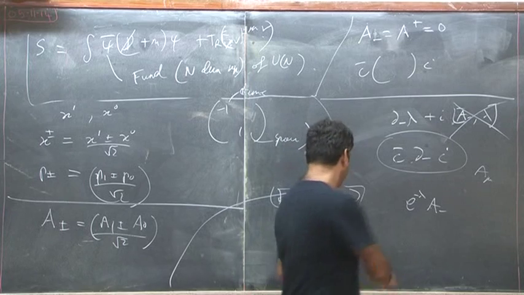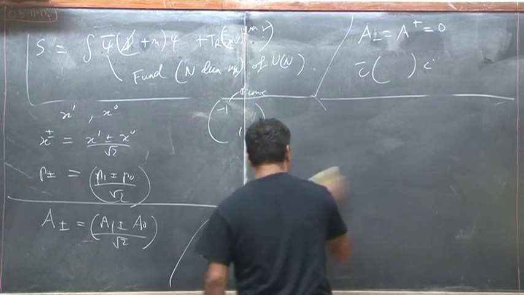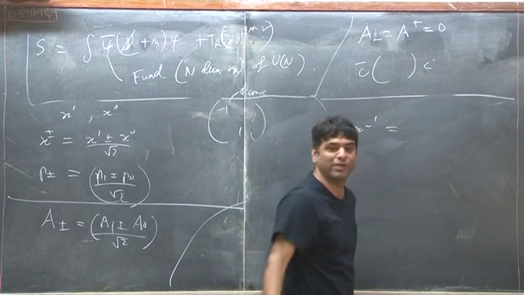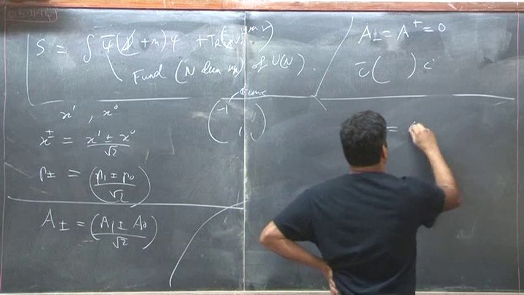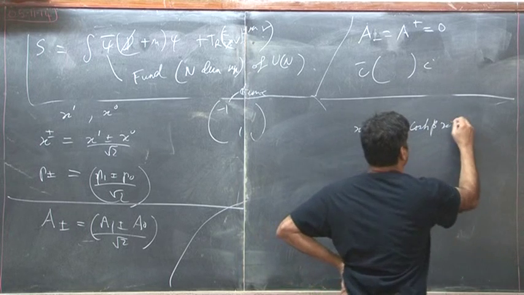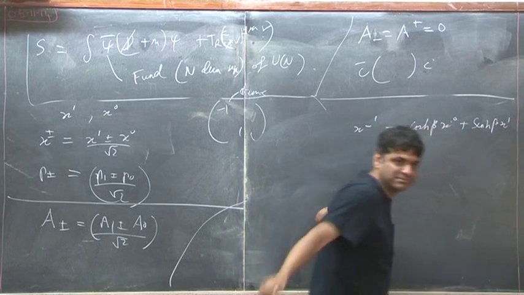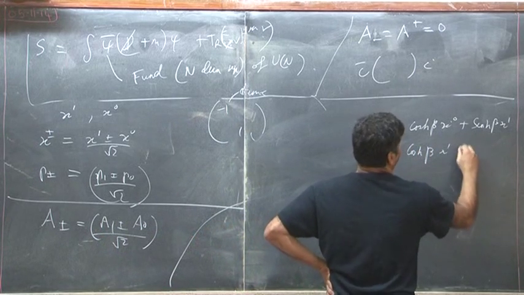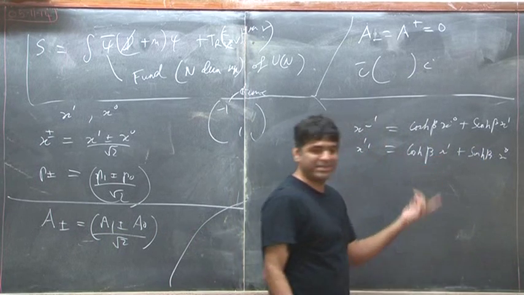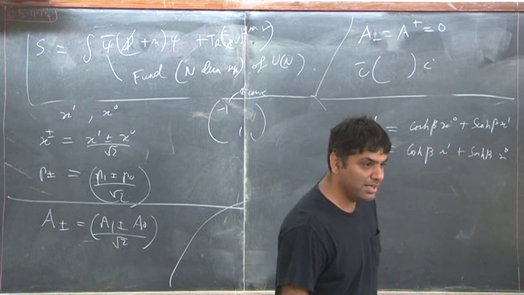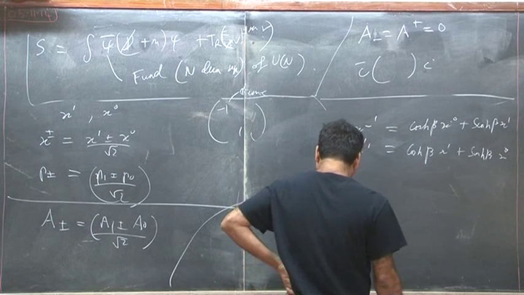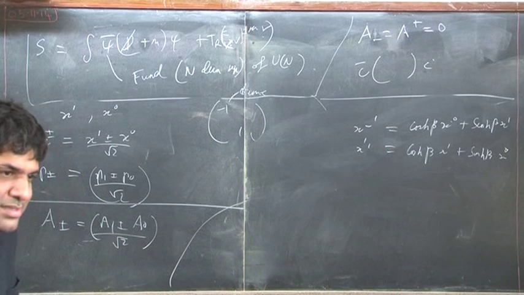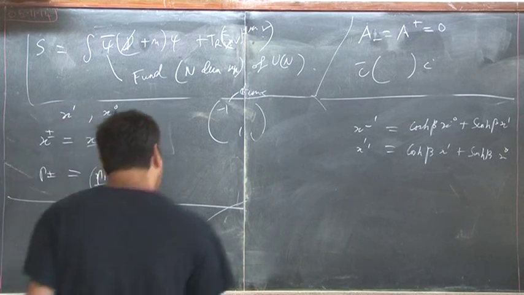Are you familiar with this? I'm saying something more or less true. Let's recall the Lorentz transformations. They are particularly simple in two dimensions. x0 prime is equal to cosh beta x0 plus sinh beta x1. And x1 prime is equal to cosh beta x1 plus sinh beta x0. Where beta, you know this notation? You're familiar with this, right? Okay. But it doesn't matter very much.